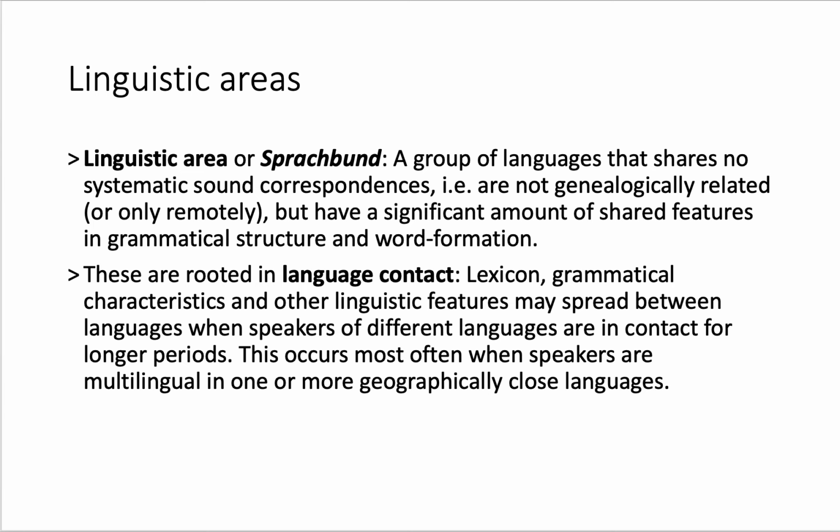And the idea, of course, is that the explanation is rooted in language contact. So this is when lexicon, grammatical characteristics, other linguistic features spread between languages when speakers of these different languages are in contact for longer periods, right? So basically what happens is that we have geographically close languages, and the speakers of those languages tend to be multilingual in several of those, and therefore certain features are borrowed across language borders, and in a way these languages converge towards having specific characteristics.